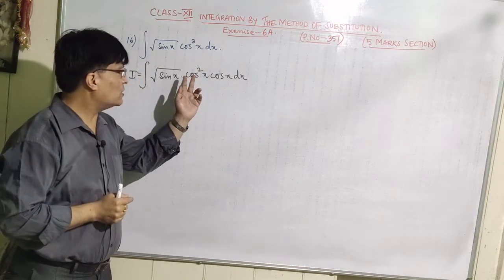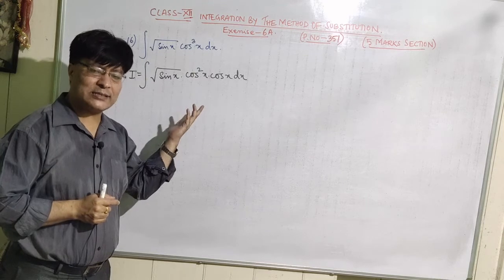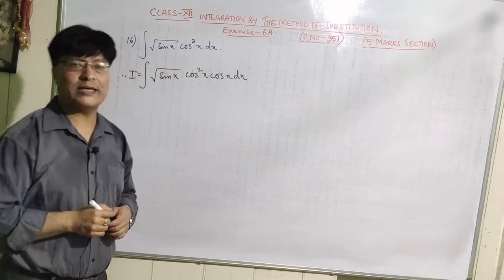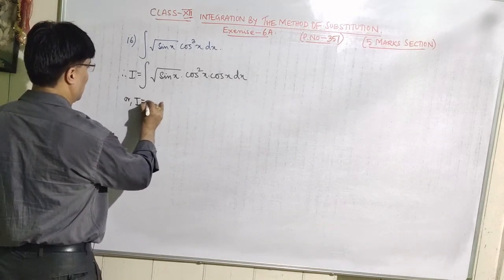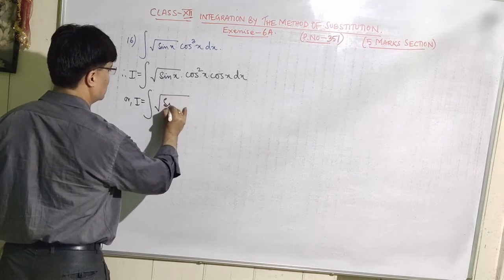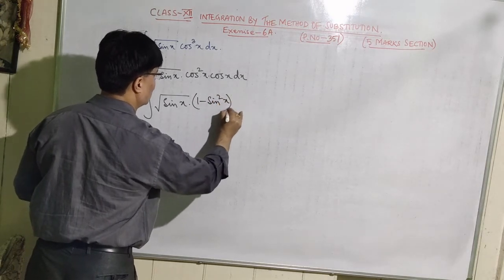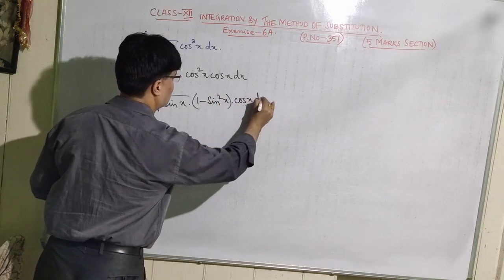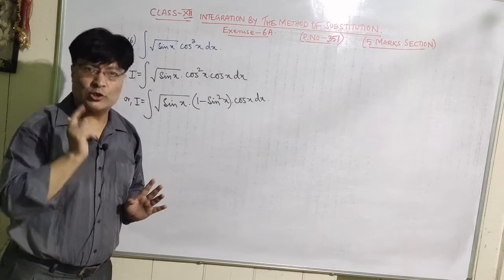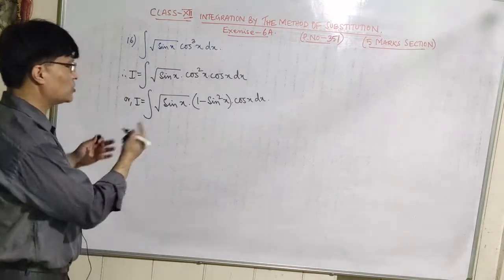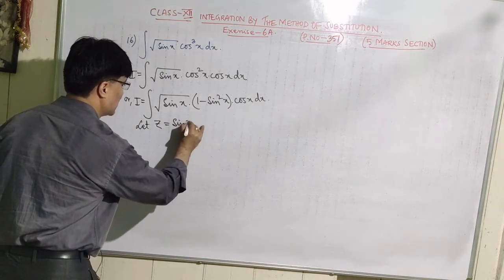Before that, you convert this cos square x into sin square x. It is 1 minus sin square x. And you know that the differentiation of sin x is cos x, so that we can use z is equal to sin x. I is equal to the integration of root over sin x into, within the bracket, you can write here 1 minus sin square x into cos x dx. That is, the differentiation of only sin x is cos x. So we can assume z is equal to sin x. Let's do the method of substitution here. So let z is equal to sin x.